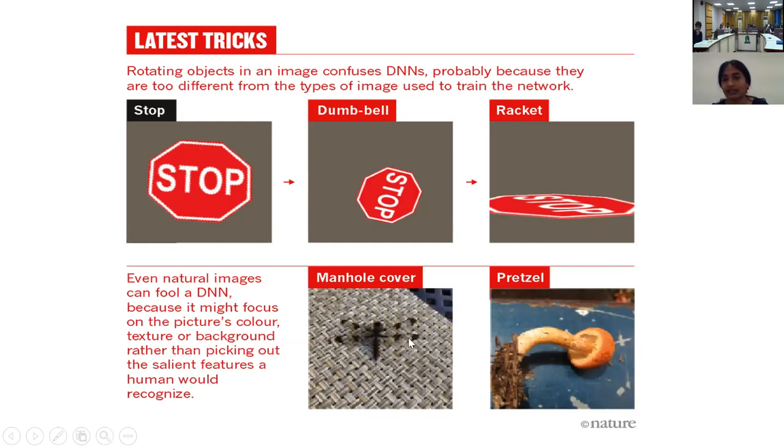Here we have a fly on a mat, a dragonfly, or on a mat cover. But it actually said it's a manhole cover when it's not. And here you have a mushroom that just fell to the side. So instead of standing up, it just fell on the ground, and they said it's a pretzel.